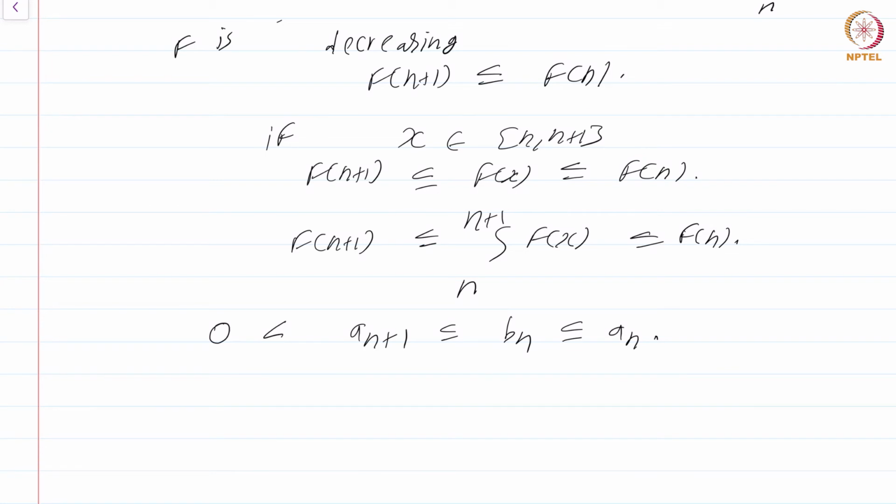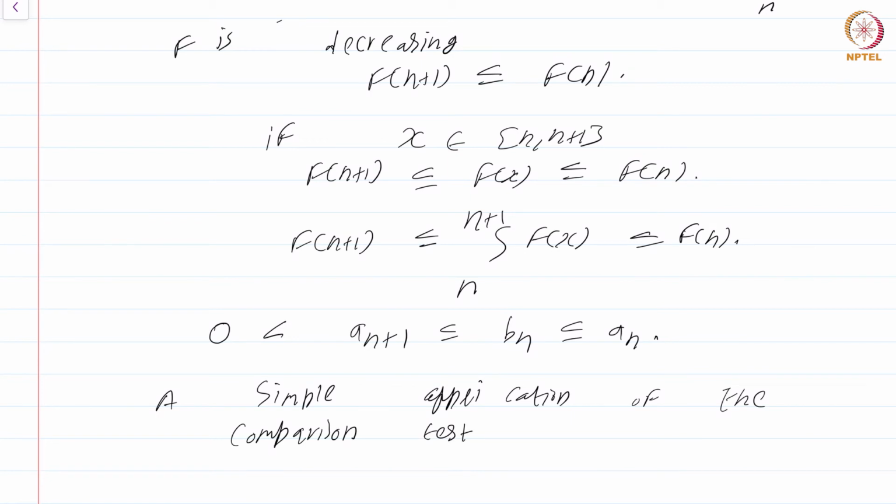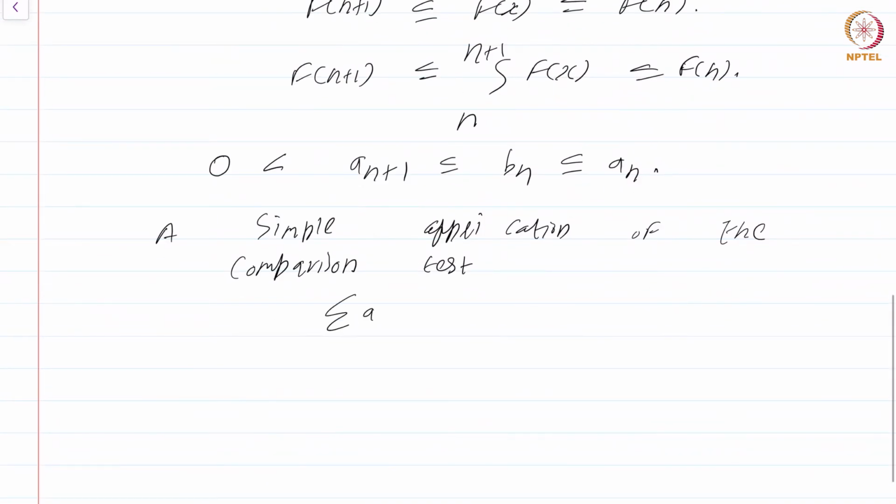Now a simple application of the comparison test. You have to apply it twice, once for each inequality, a_{n+1} less than or equal to b_n and b_n less than or equal to a_n. We get summation a_n converges if and only if summation b_n converges. This just follows immediately if you apply the comparison test twice to the inequality that we have.